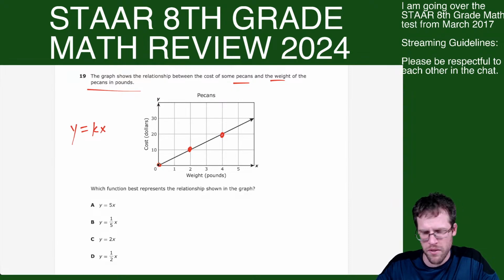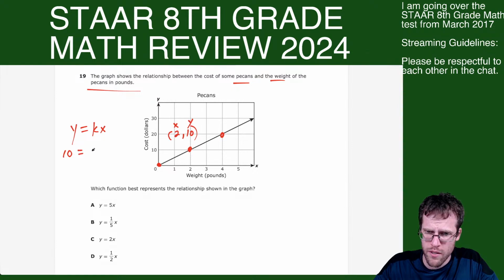If we pick something other than 0, 0, like this point here, 2, 10, we could solve for the constant k. This is the constant of proportionality. So I have my x and y, and I could just plug in. I have y equals 10 equals k times x equals 2. Now I could divide both sides by 2, because the opposite of times 2 is to divide by 2, and that'll get k by itself. k is equal to 5.